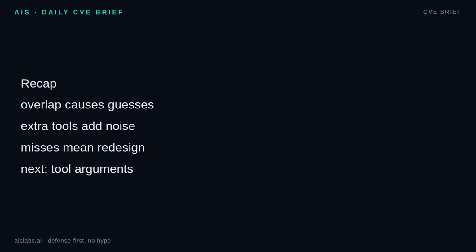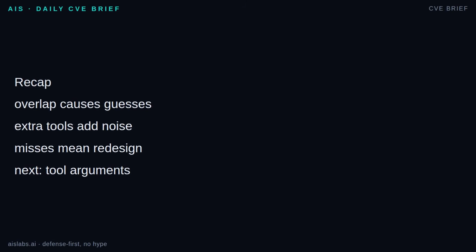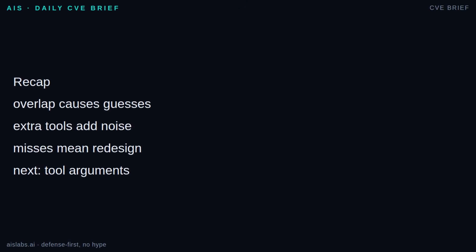3 beats to remember. First, overlapping tools force coin flips, so merge them or draw a sharper line. Second, every extra tool dilutes selection, so expose only the tools the current agent task needs. Third, persistent misses are design feedback. Rewrite the tool interface before you blame the model or add scolding to the prompt.